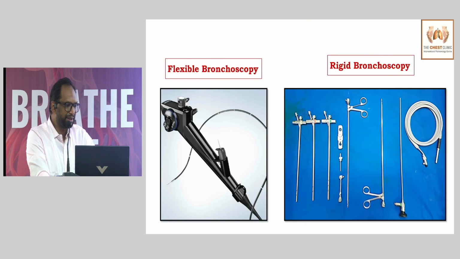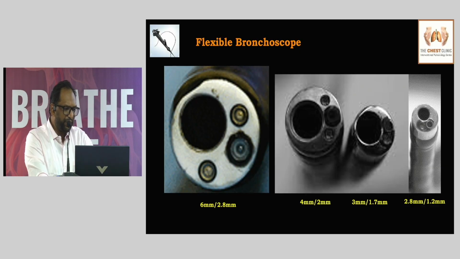So coming to the instruments, we have two types, flexible and rigid. If you ask me what the best bronchoscope is to do a foreign body retrieval, it would probably be these two bronchoscopes, either a 4 mm, 2 mm or a 2.8, 1.2. As I've told you, mostly we see foreign body aspiration in children rather than in adults, so your therapeutic bronchoscope is probably of no use in children.